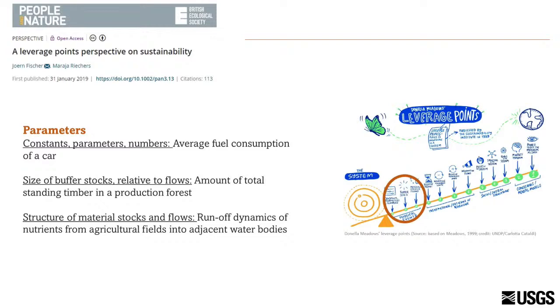If you apply this to climate change, this would be like changing the average fuel consumption of a car, right? This was one of the first things we all gravitated to as a society when we started thinking about climate change: okay, well, if cars contribute to this, then let's up the average fuel consumption. But as we've seen, that hasn't had a huge impact on climate change. You can also change the size of buffer stocks relative to flows. This is the amount of total standing timber in a production forest, for example. So it makes a difference, but it's probably not going to totally fix the problem.